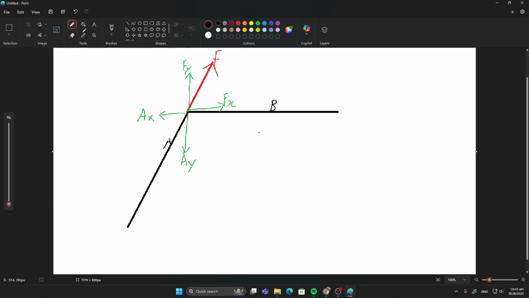Same thing. If I do summation of Fy equal to 0 and summation of Fx equal to 0, let's do y first. Maybe I should make this P, so it's not that confusing. So I have a Py minus Ay equals 0. What does that mean? That means that Py equals Ay.